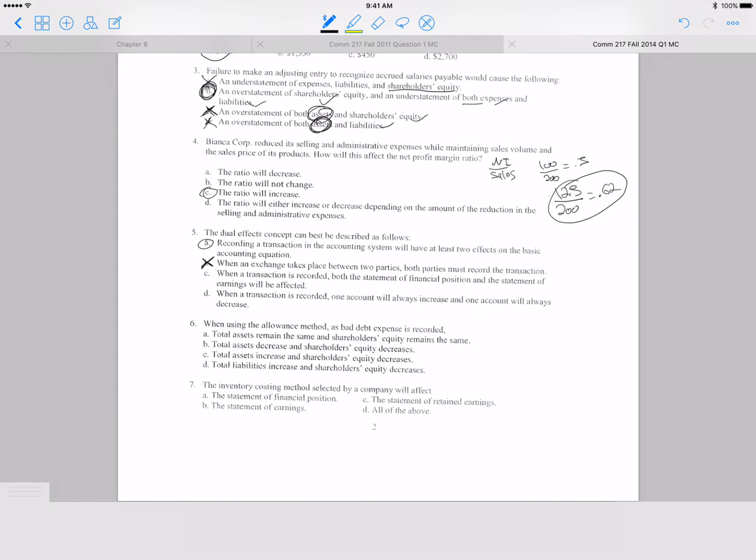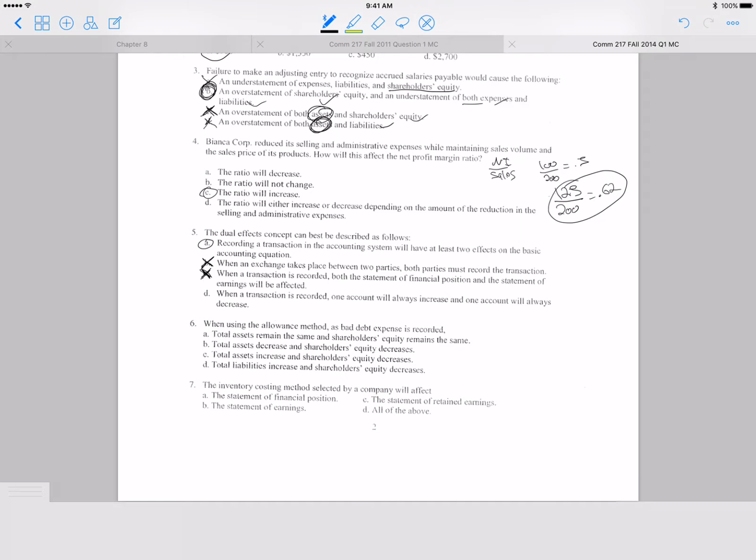The trick here is that this is actually a true statement, but this doesn't define the dual effect concept. So that is incorrect. C says when a transaction is recorded, both the statement of financial position and the statement of earnings will be affected. This isn't true. Just as a quick example, let's say if you buy inventory, you debit inventory and you credit cash, and this would only affect the statement of financial position and not the statement of earnings. So that is incorrect as well.